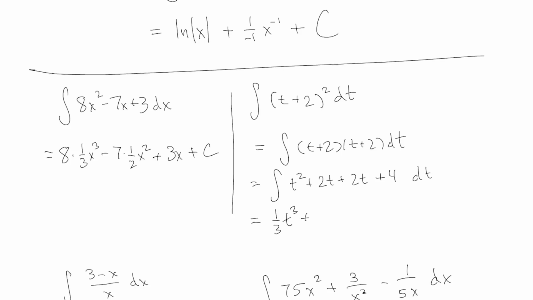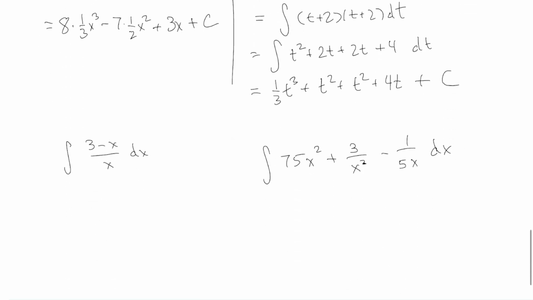It's 1/3 t cubed plus a t squared plus another t squared plus 4t plus c. The 4, remember, a constant by itself, I usually say becomes that same constant times x, although it's not always x. Here the variable is called t, so you should write t, not x. All right. Any questions about that?